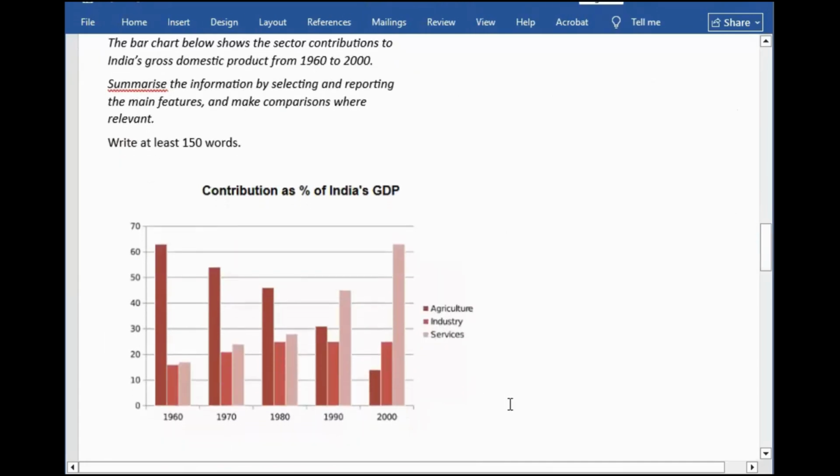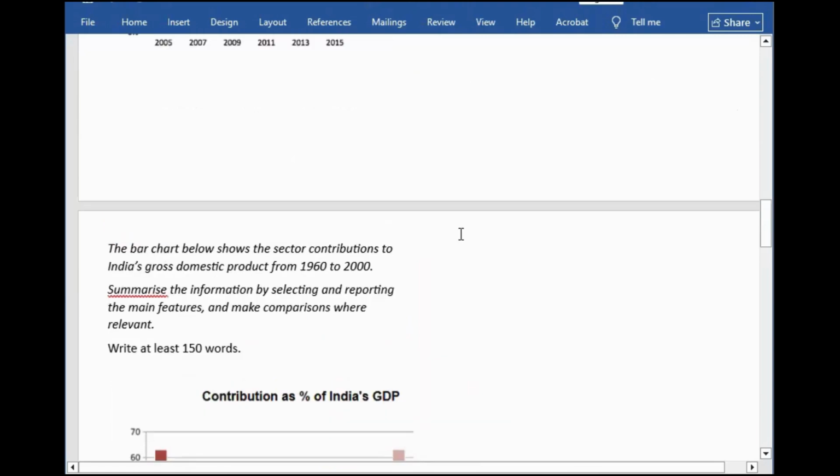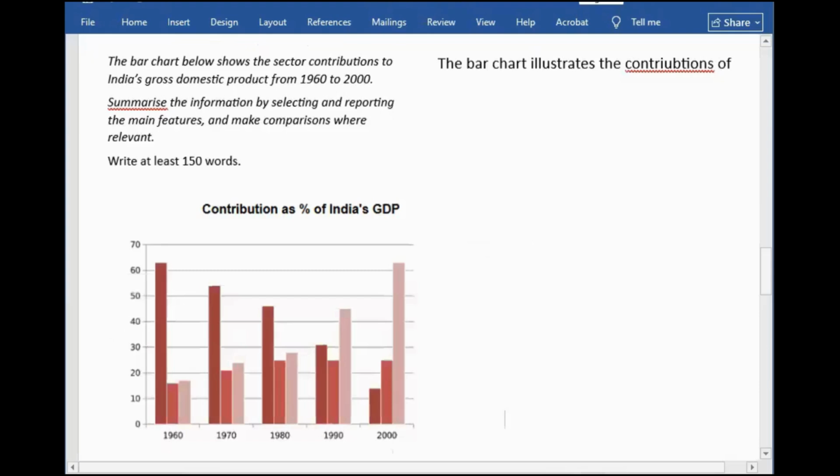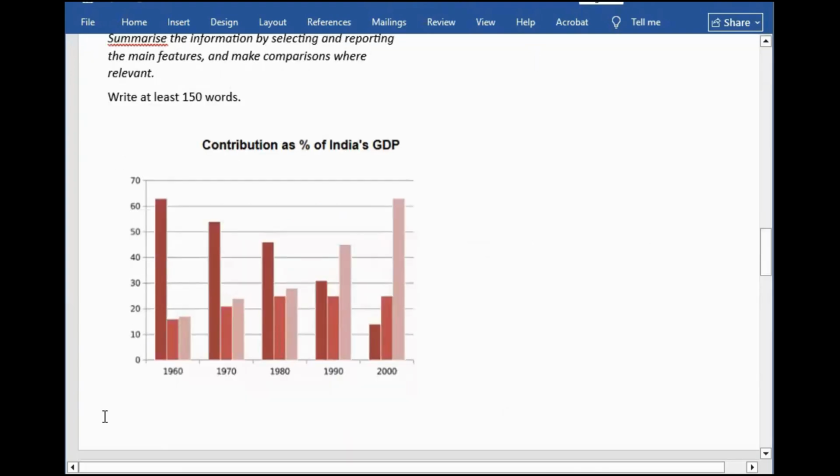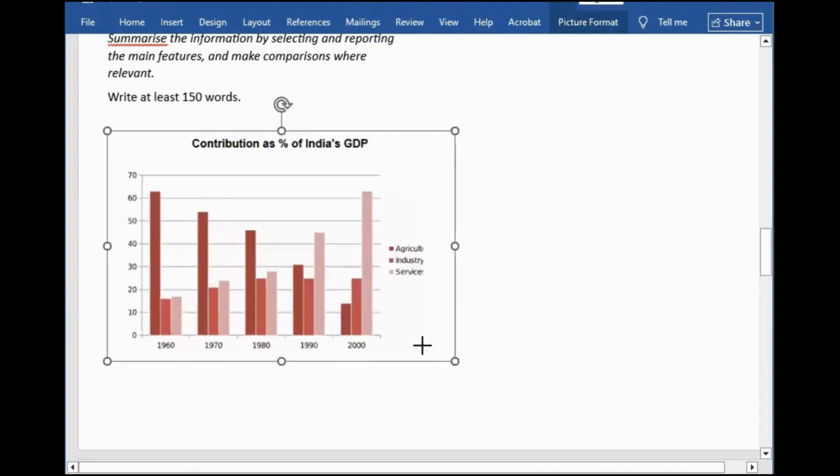Okay, I'll paraphrase my question prompt. The bar charts show, instead of saying shows, I'm going to say illustrate this time around. The bar charts illustrate the contributions of how many sectors? 3 sectors. Okay, I did not copy out the sectors. Okay, the sectors are here.